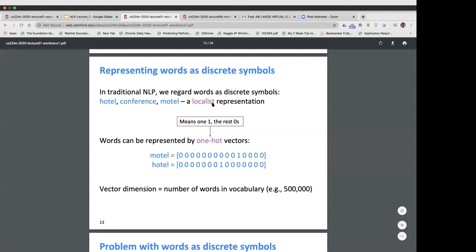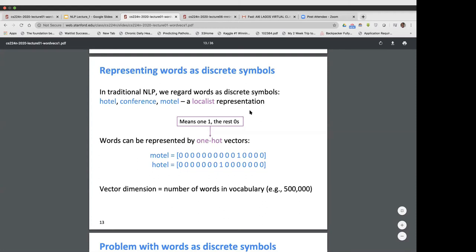So how do you represent words? In traditional NLP, that is natural language processing before 2013, we regarded words as discrete symbols. So we represent words with one-hot vectors.